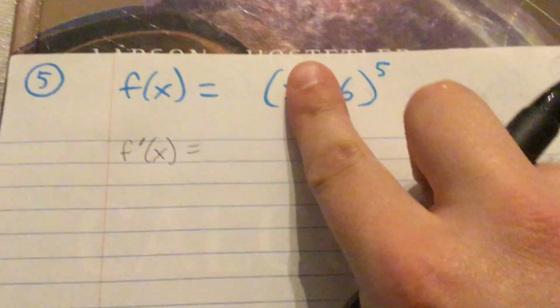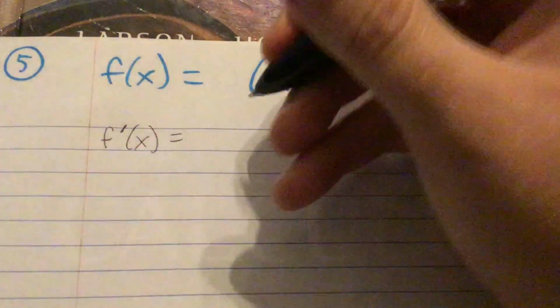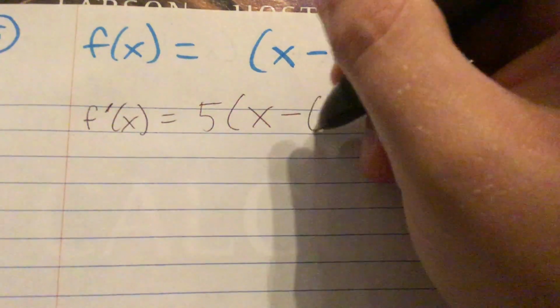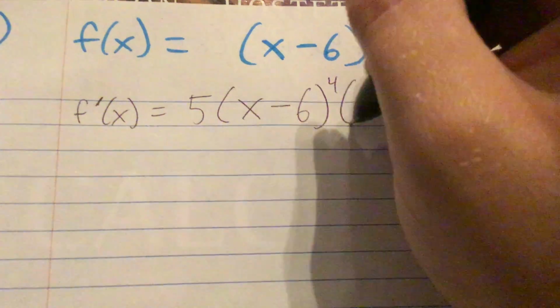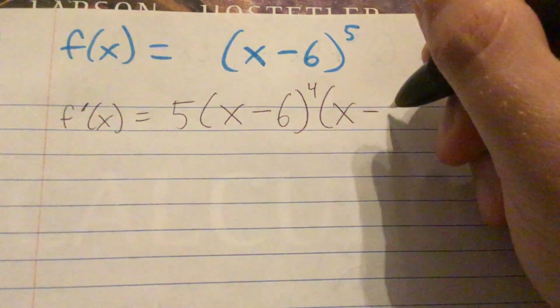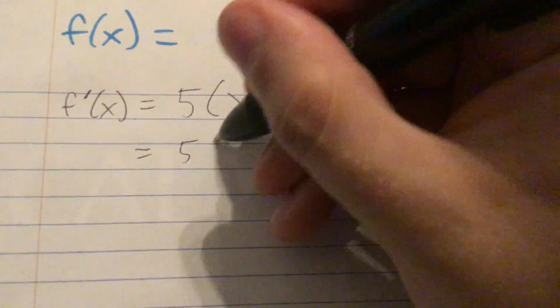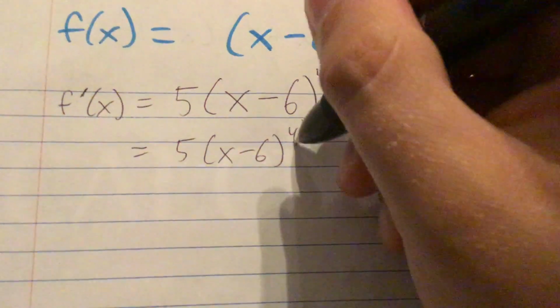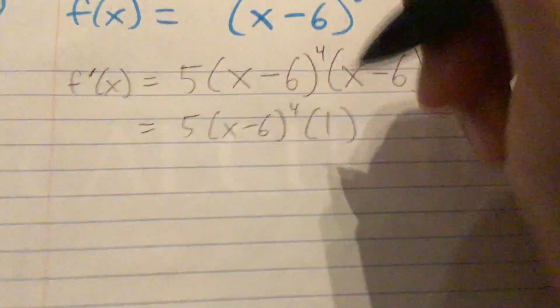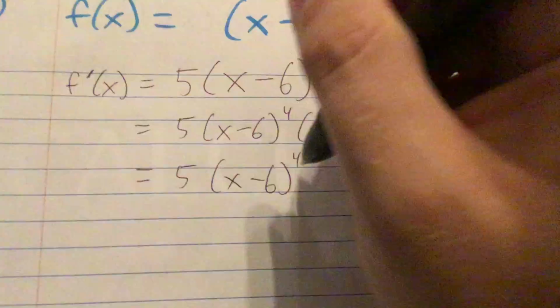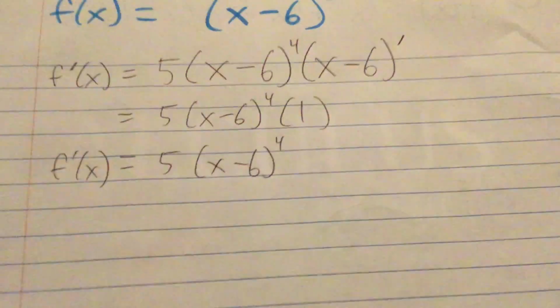So if this is blah to the 5th power, that's going to be 5 blah to the 4th power times the derivative of the inner function blah. So that's just 5 times x minus 6 quantity to the 4th times 1, or just 5 times x minus 6 quantity to the 4th. So that's my f prime of x.